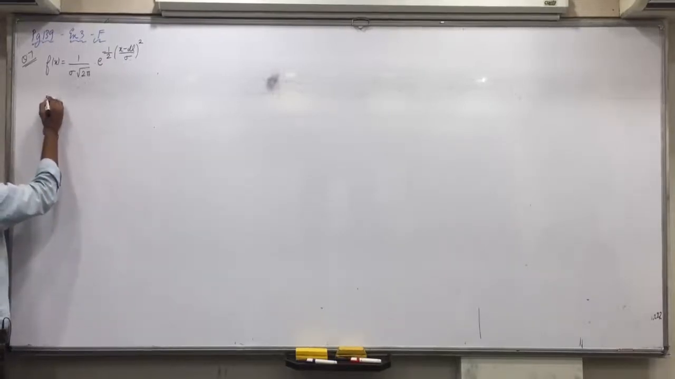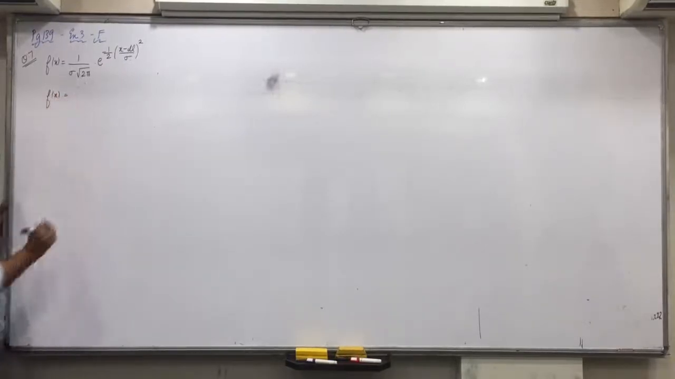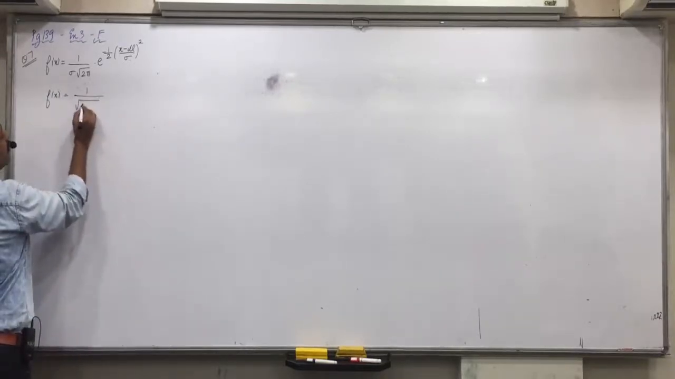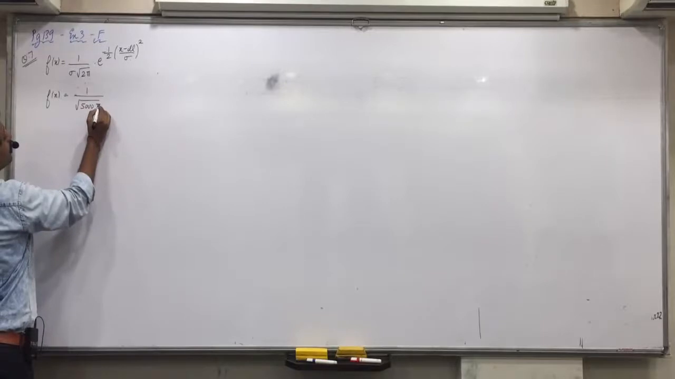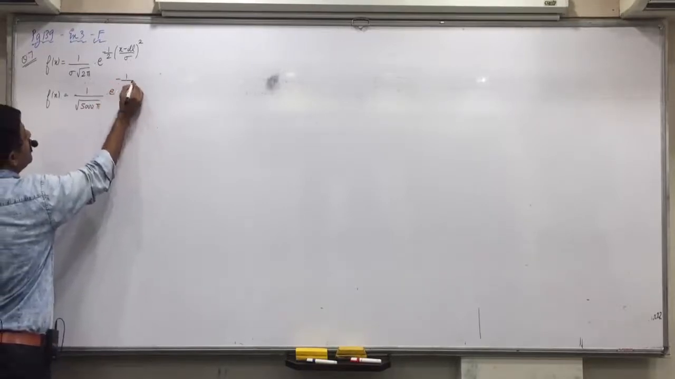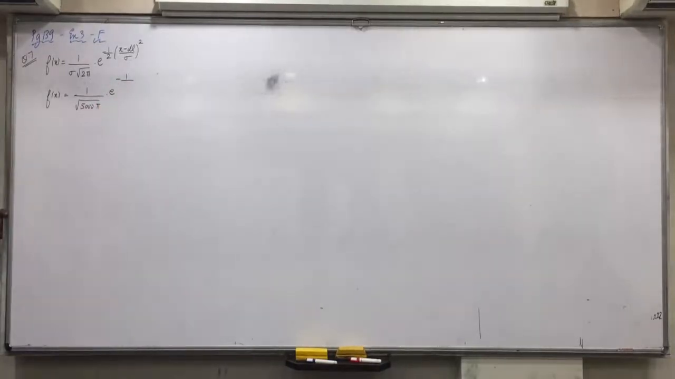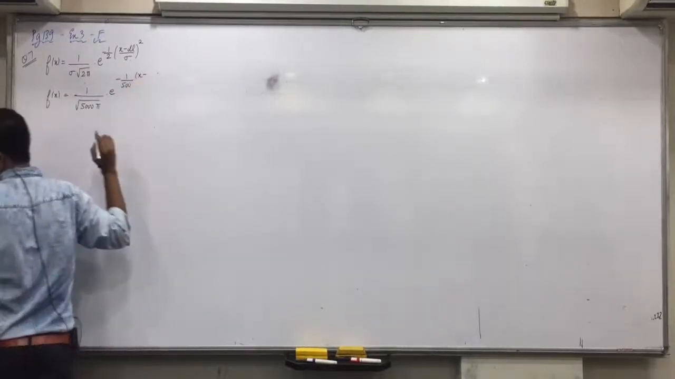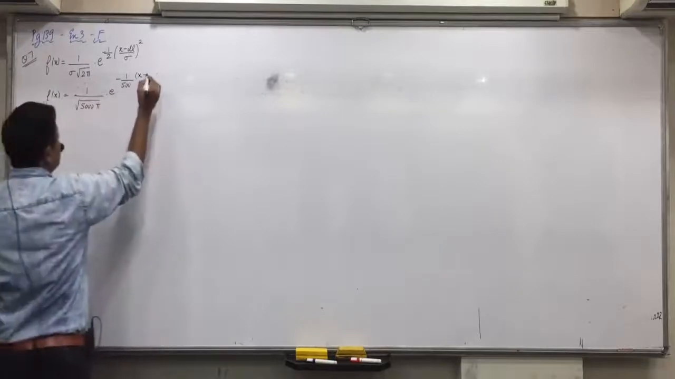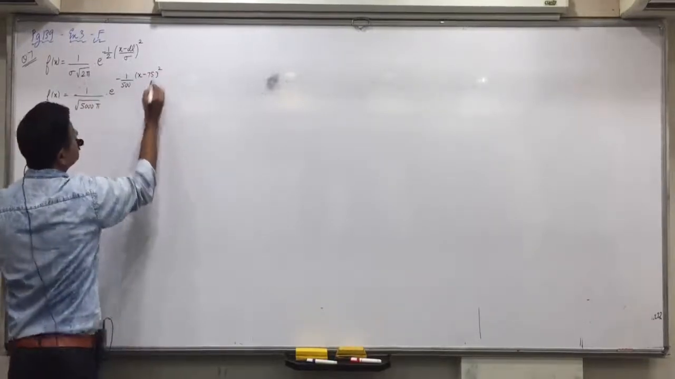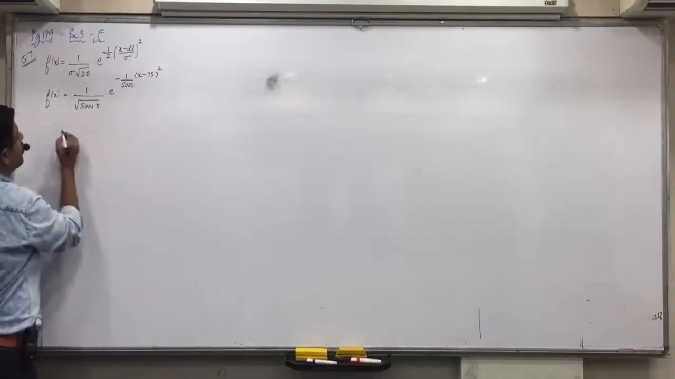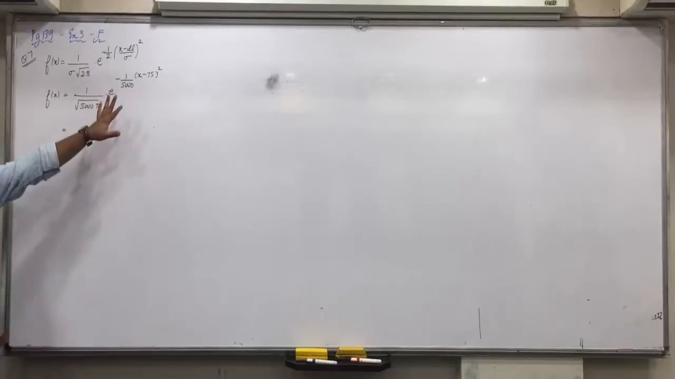Now you are given the function 1 upon root 5000 pi into e raised to minus 1 upon 5000 x minus 75 whole square. Now we want to convert it into this form.